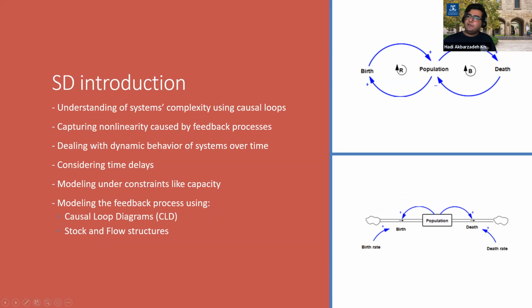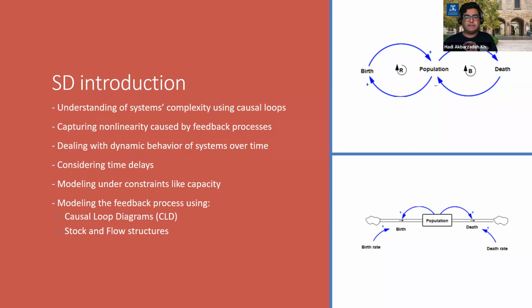Okay, so we have seen this example here, and I just wanted to reiterate what's happening in system dynamics. For understanding system complexity, we capture nonlinearity using feedback processes. Dynamic behavior over time is modeled. We can also consider delays as some of the auxiliary functions.